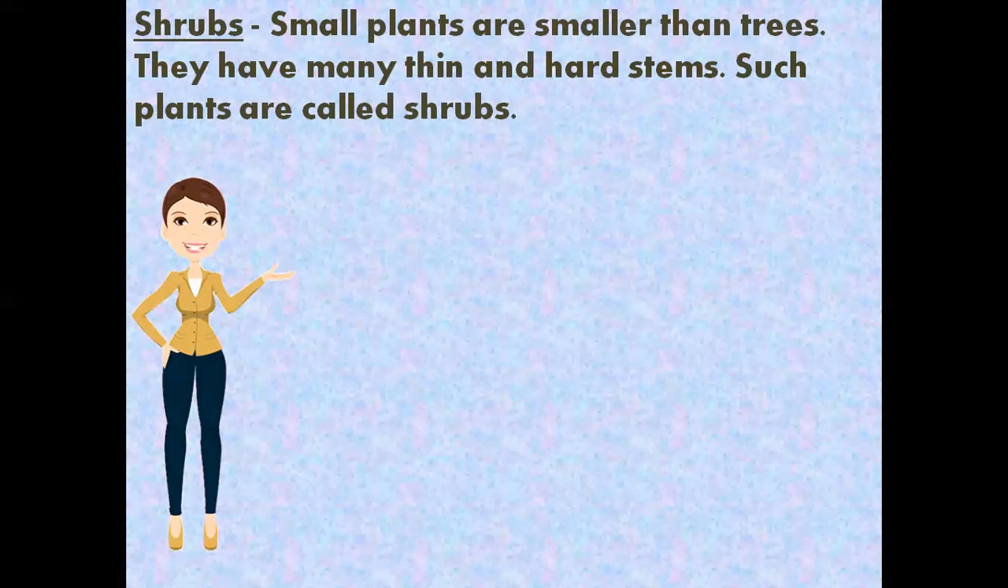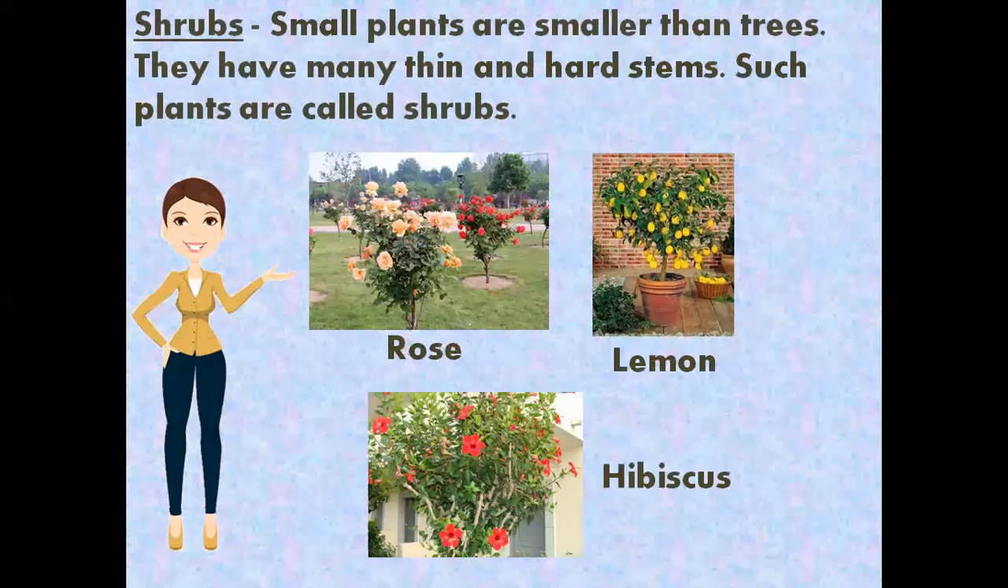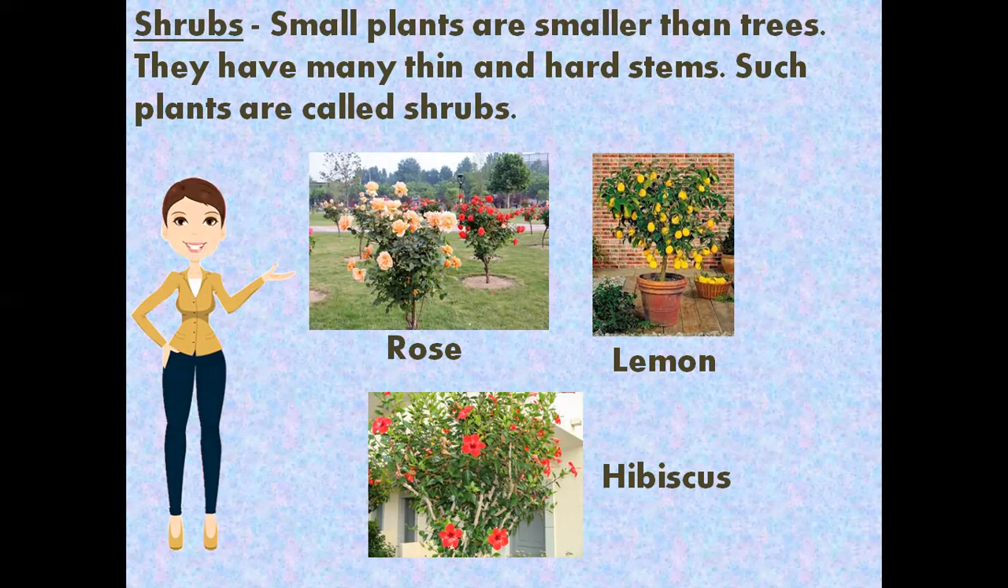Shrubs. Small plants, smaller than trees, have many thin and hard stems. Such plants are called shrubs. A few examples of shrubs are rose, lemon, hibiscus.